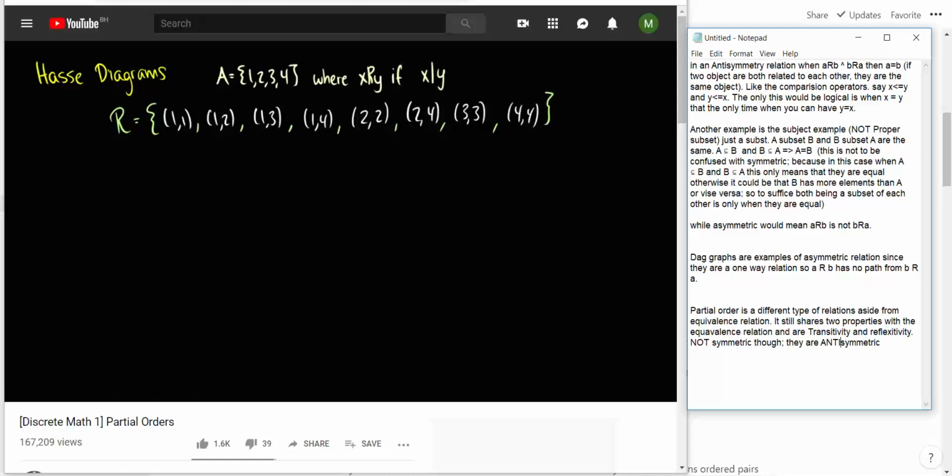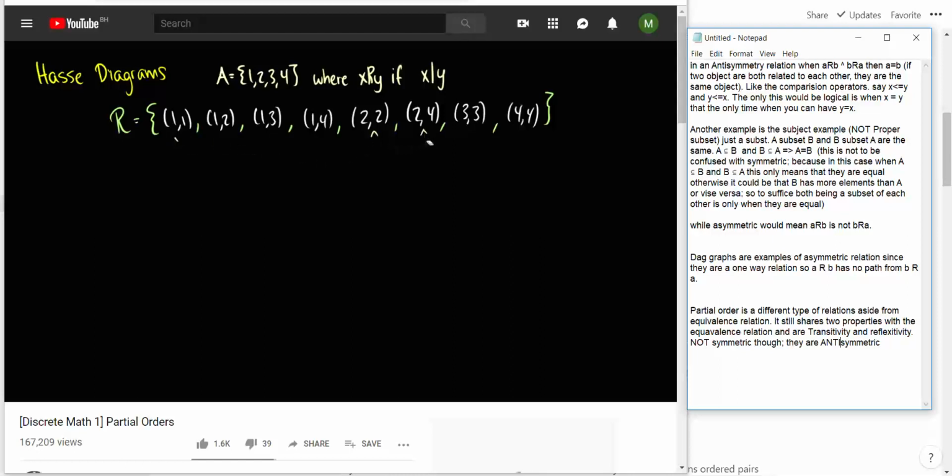Now, a good way to represent partial orders is with Hasse diagrams. So we have a set here, 1, 2, 3, 4, and we've defined a relation where x is related to y if x divides y. So x exactly divides y. If we take a look at our relation here, 1 divides 1, so you can put 1 into 1. 1 divides 2, you can put 1 into 2. 2 divides 2, because you can put 2 into 2. 2 divides 4 because you can put 2 into 4 twice, and so on and so forth.